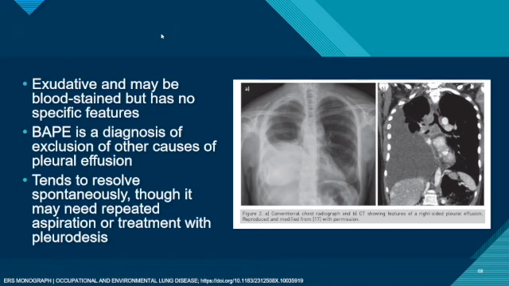And basically the X-ray on the right shows a conventional chest X-ray with the pleural effusion, and then we can see it represented here on the CT scan.